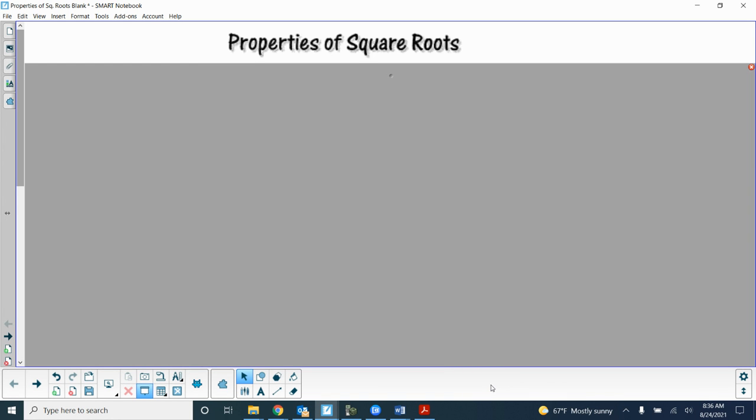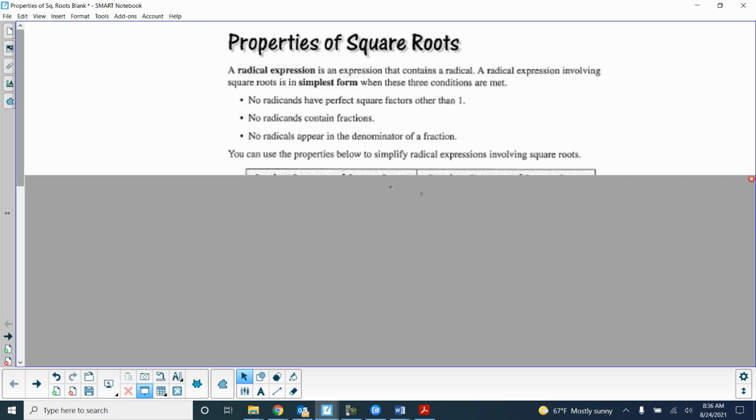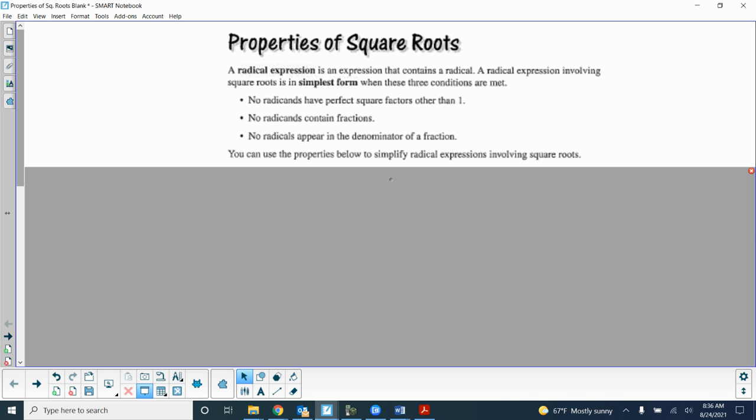All right, so square roots. Sometimes we call them radicals. All right? So a radical expression is an expression that contains a radical. Yeah, a square root symbol. That's what a radical is.